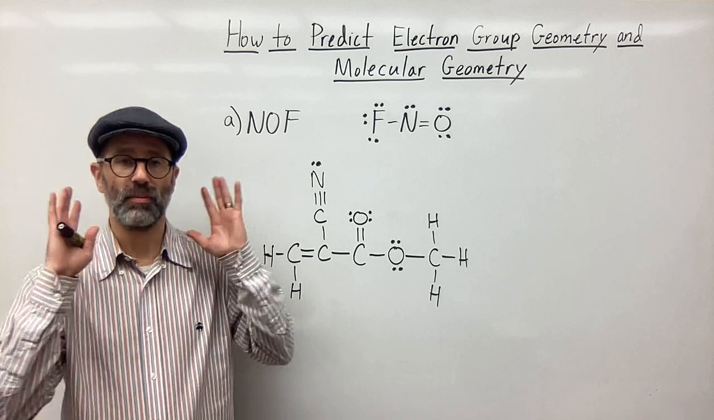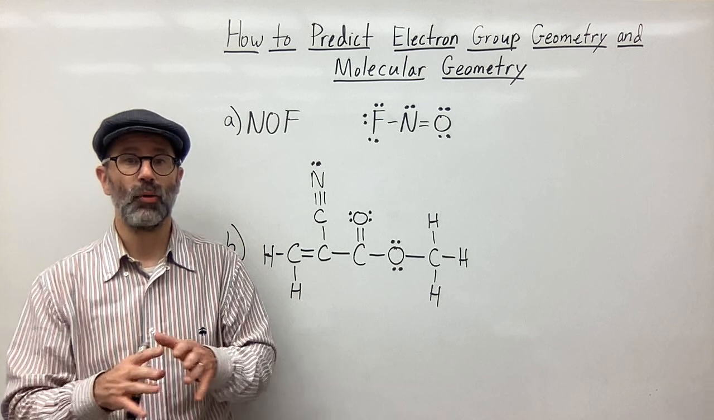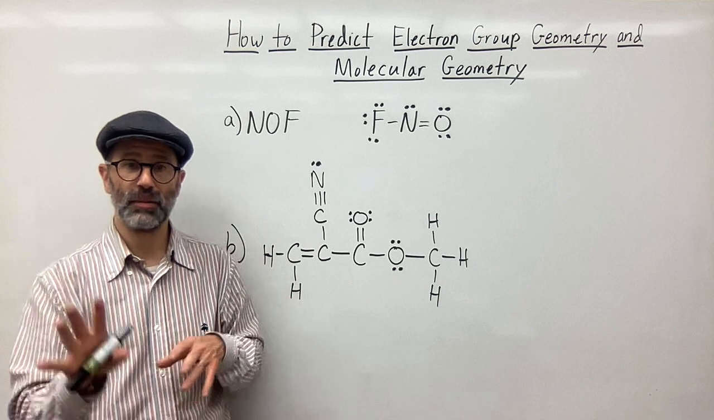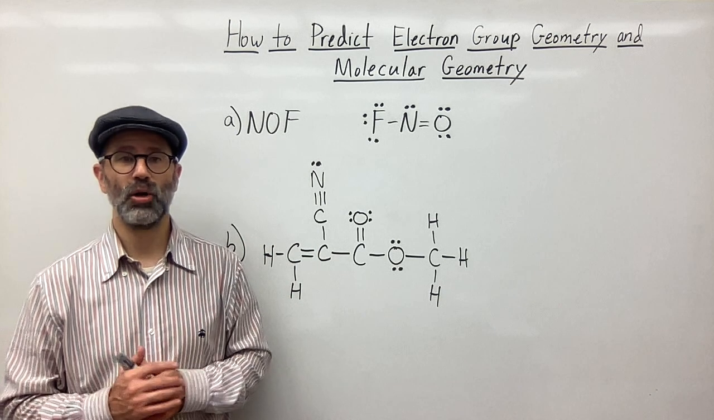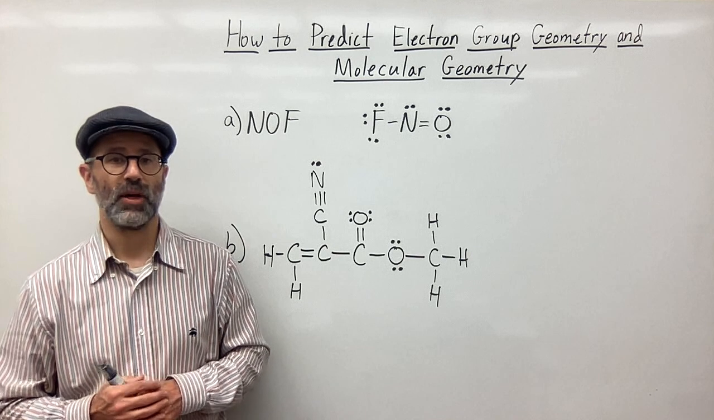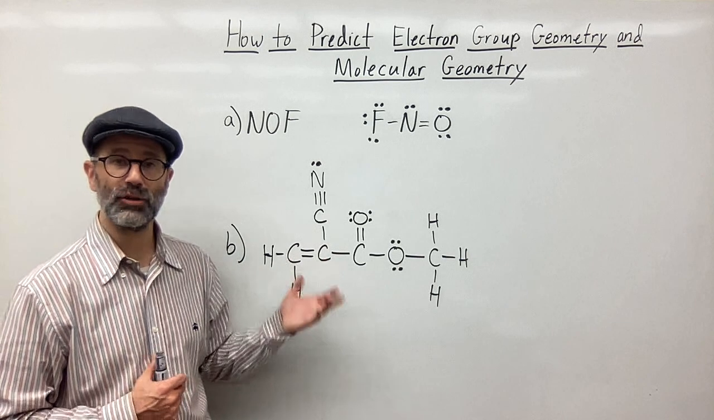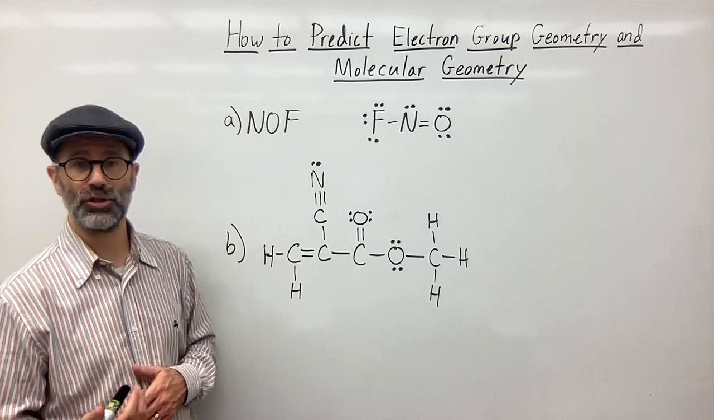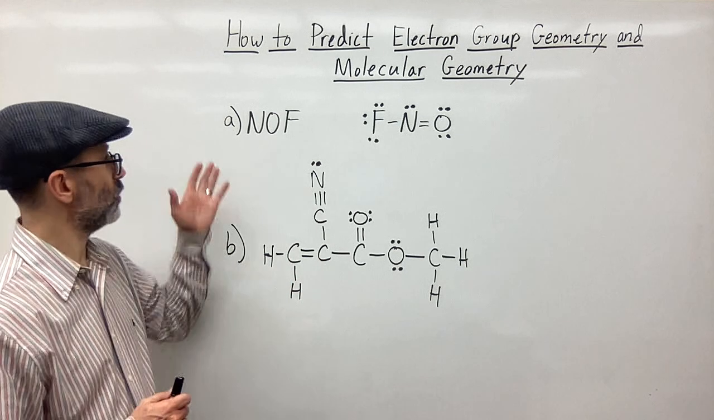Okay, so I'm going to assume you have your table. If you don't have your table, get your table with the VSEPR theory, molecular shapes, and all of the information on there, and follow along in this video. So how do I determine what the electron group geometry and the molecular geometry of central atoms are? We'll start with A.